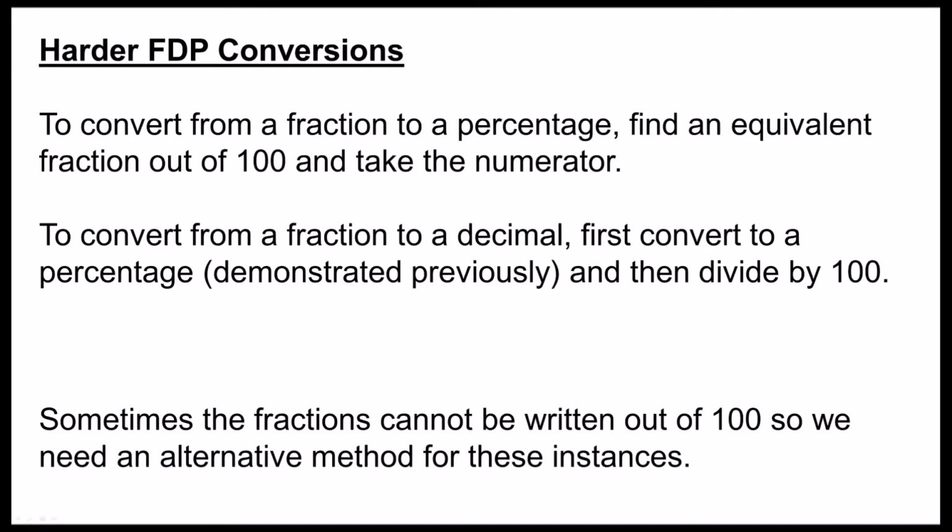In today's lesson, we're going to have a look at some harder fraction, decimal and percentage conversions. Last lesson, we said to convert from a fraction to a percentage, you find an equivalent fraction out of 100 and then take the numerator. We also said to convert from a fraction to a decimal, you do the same thing and then divide your percentage answer by 100. Sometimes, however, it's difficult to write the fraction given out of 100, so we need an alternative method for these instances.